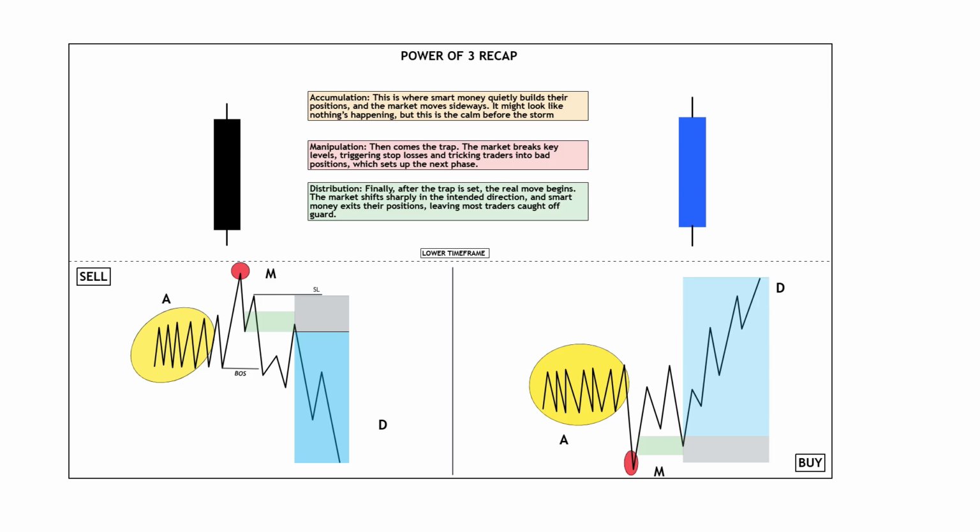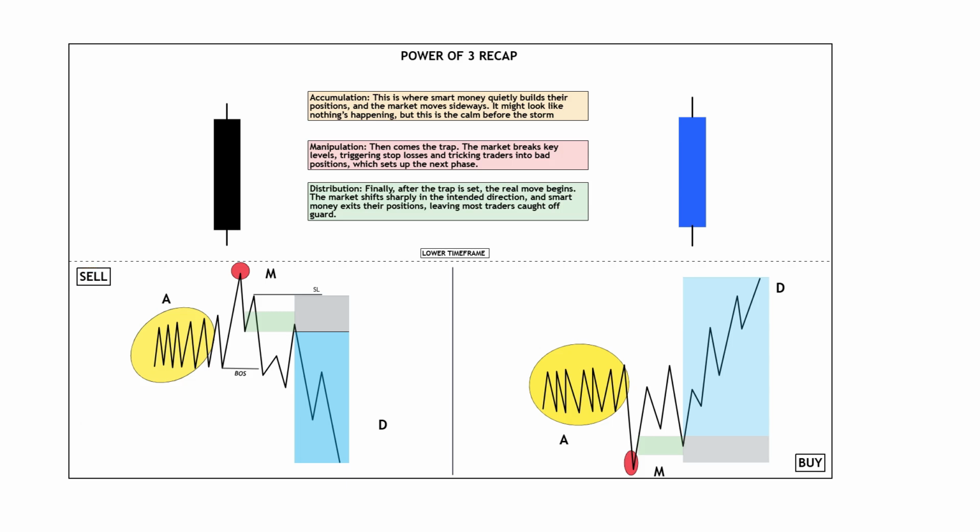Then comes the trap, right? The market breaks key levels, triggering stop losses and tricking traders into bad positions, which sets up for the next phase. The last phase is our distribution. Finally, after the trap is set, the real move begins. The market shifts sharply in the intended direction and smart money exits their positions, leaving most traders caught off guard. So right here on the higher time frames, our power of three looks like regular higher time frame candlesticks. But when we scale down to the lower time frames, this is where the power of three shows better.